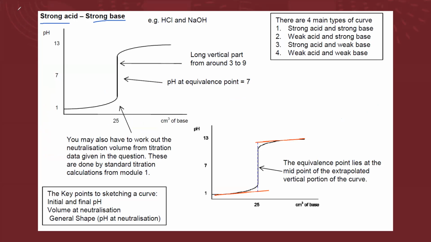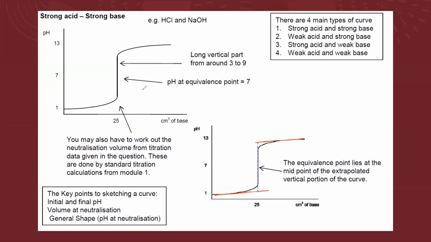So for a strong acid, the pH is less than 2. So it will start with a value which is less than 2. Whereas for a strong base, the pH is 13 or greater than 13, or 14, that will be for a strong base.